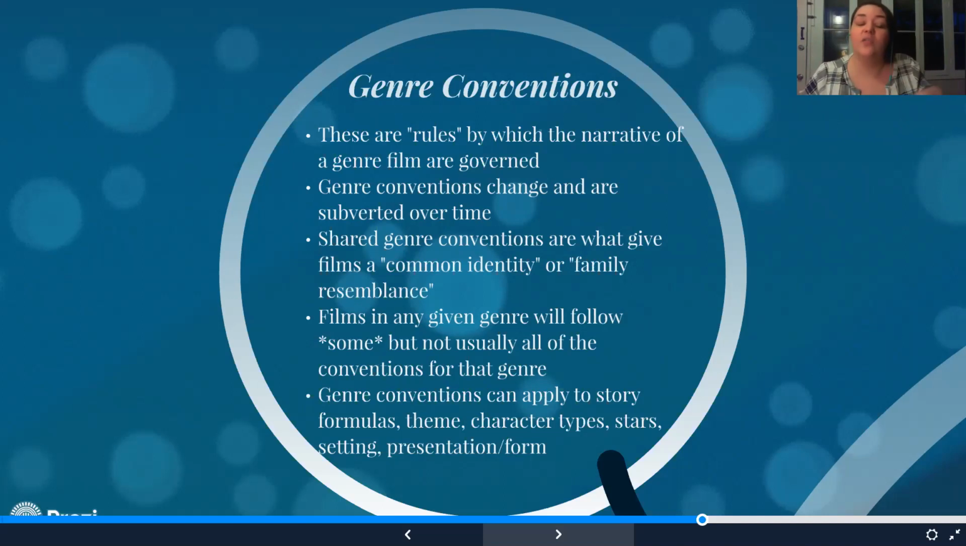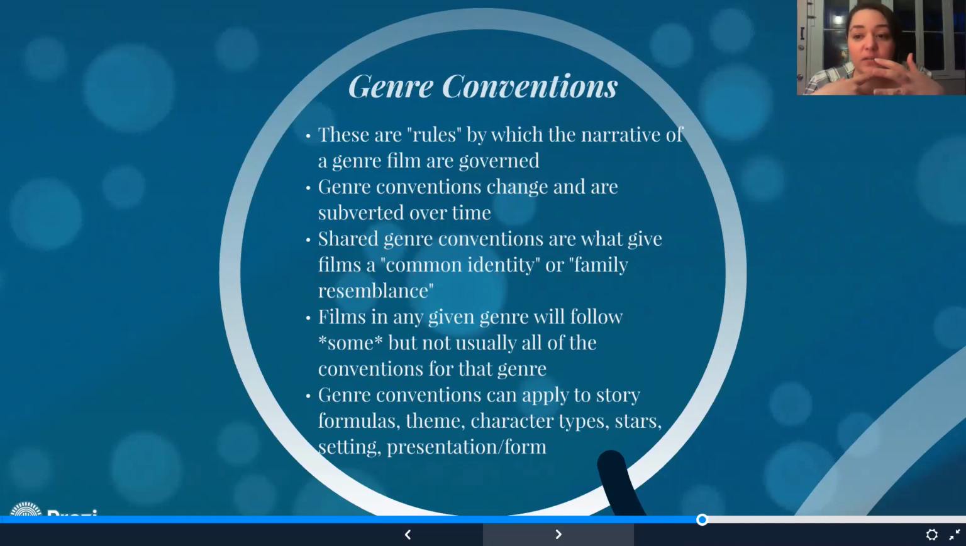Those shared conventions are how we know that something is a rom-com, is a zombie film, is true crime. We can tell because there's a family resemblance. Now, films in any given category will follow some, but usually not all, of the conventions of a genre. So if there's a list of 10 things that every horror film tends to do, that doesn't mean that every horror film does all 10 of those things all the time, right? Films would be incredibly boring if they always played by the rules, right? So most films do not follow every single standardization or convention or norm of a particular genre. They pick and choose. But they follow enough of the conventions that if you put it next to another film of the same type, you can say, yes, these two are the same thing, right? They're the same basic category.